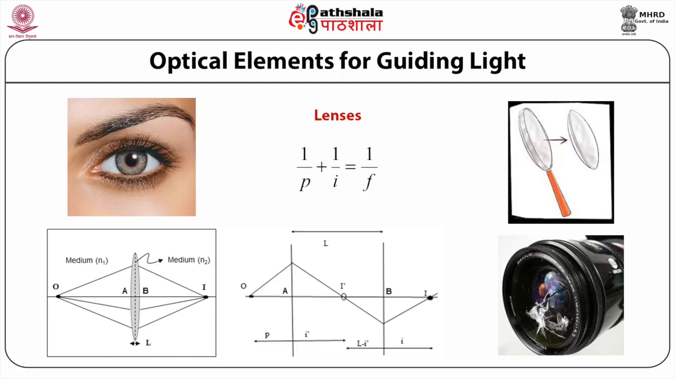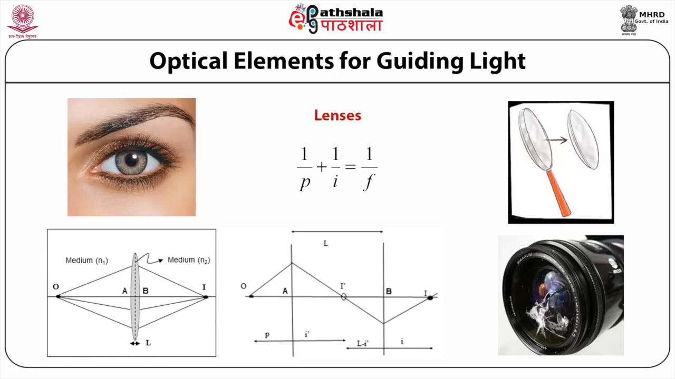plane. And the lens equation goes in a similar fashion to what we had seen for a curved mirror, because the curved mirror also had a curvature, and in the case of a lens, the two surfaces can have the same or different curvatures. So here also we have the lens equation which goes as 1/p + 1/I = 1/f, where f is the effective focal length of the lens, p is the distance of the object from the lens, and I is the distance of the image created by the lens.